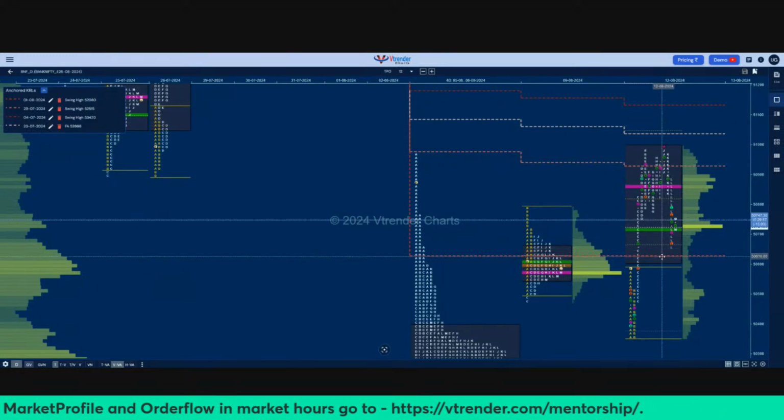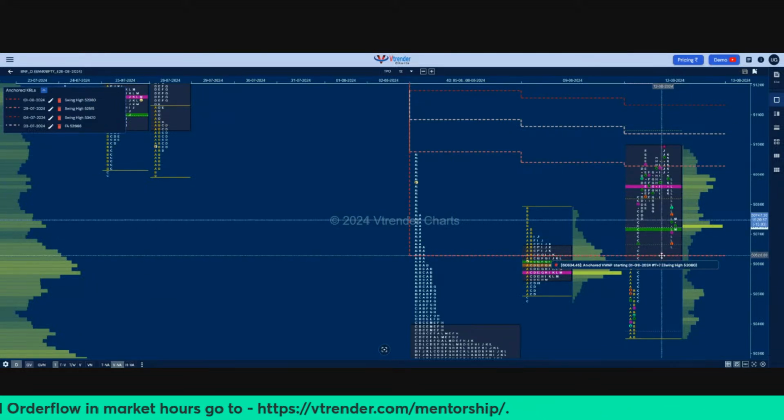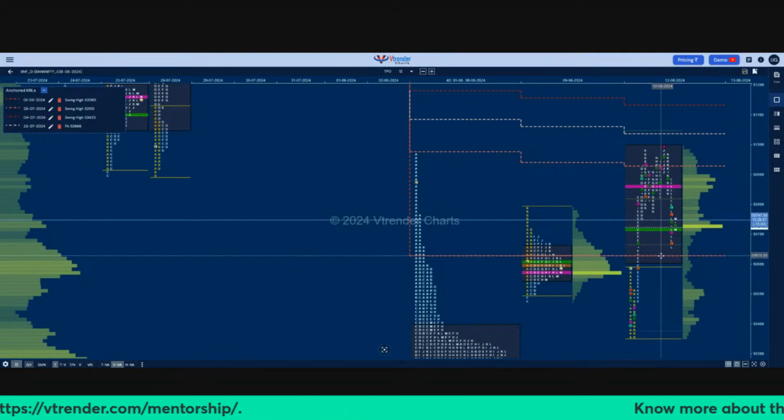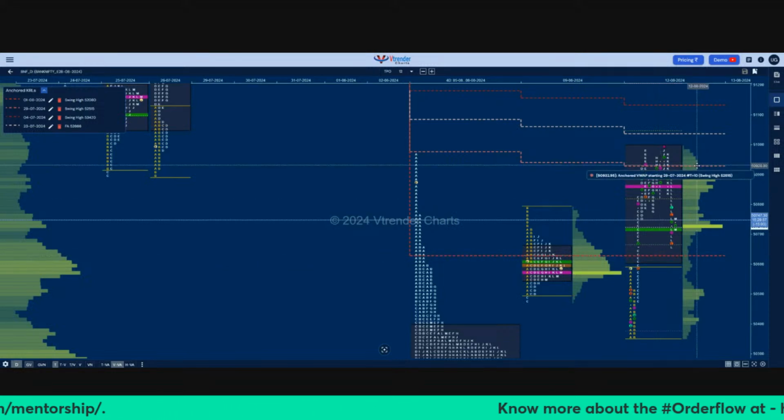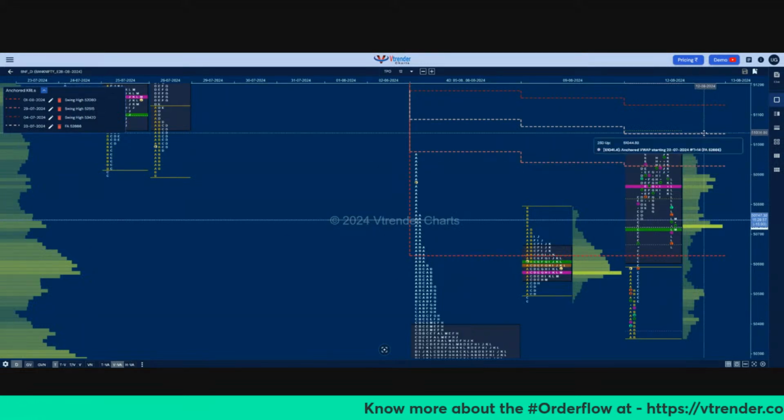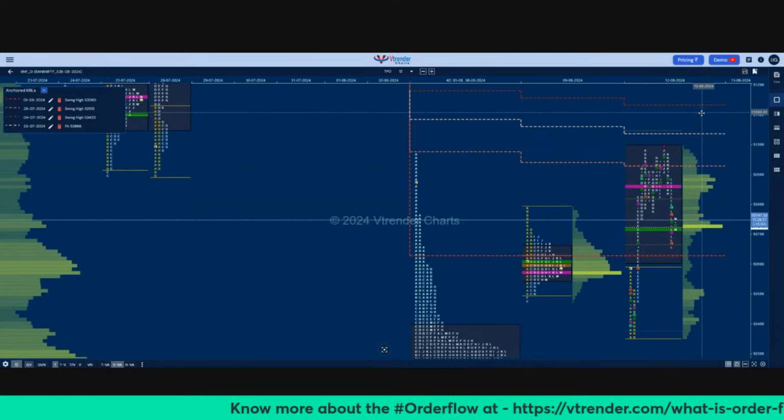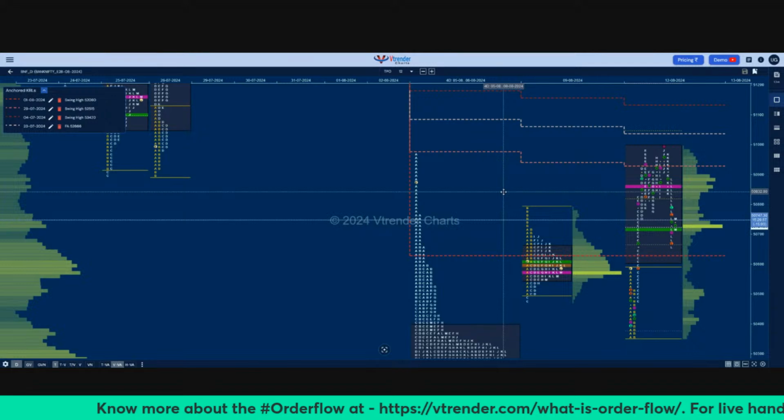Although we have got above this first anchored VWAP and closed above it, this will need to show us a change of polarity tomorrow, and then we will need to take off this anchored VWAP and also these higher two on the upside for Bank Nifty to become completely bullish.